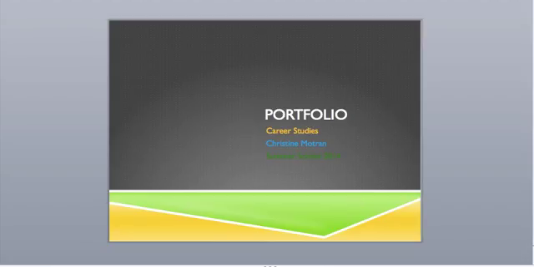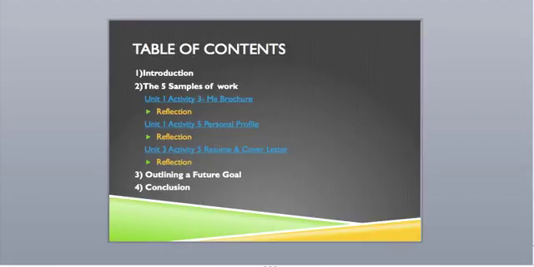You're required to have a table of contents where I've outlined that I'll have an introduction. Next, you'll see my 5 samples of work, each with a reflection that will follow the sample of work, followed by outlining a future goal as well as a conclusion.